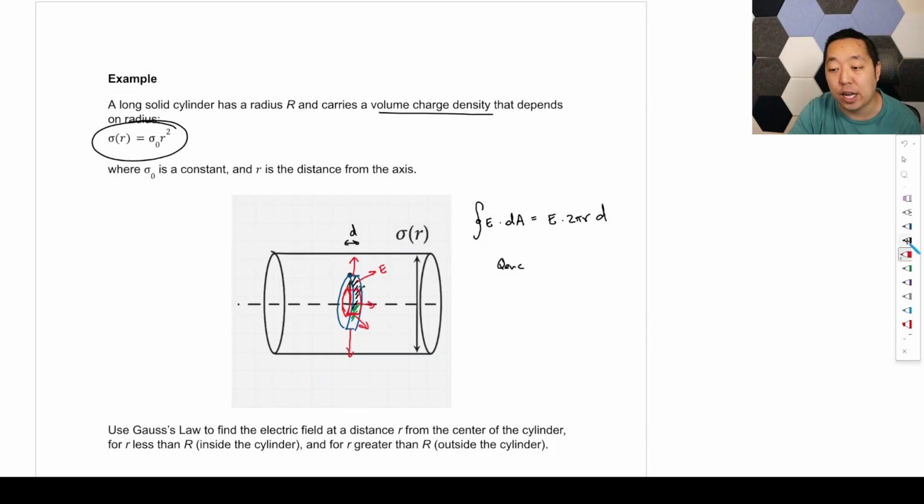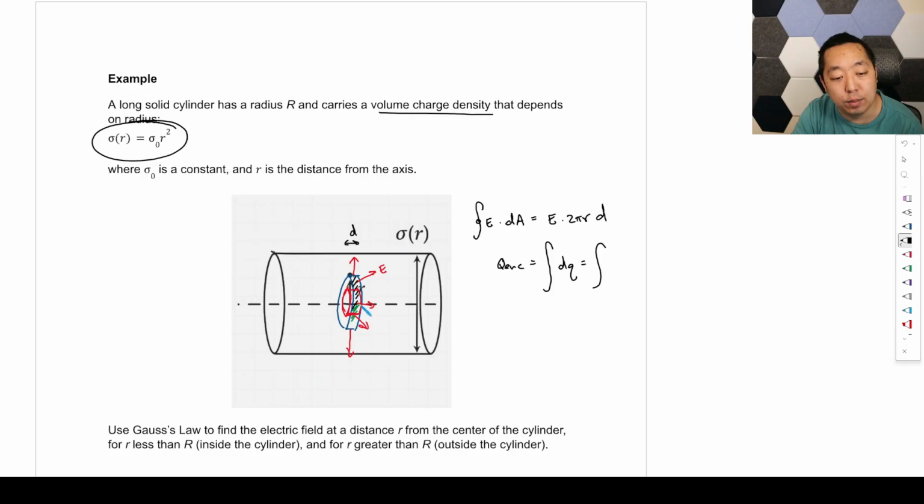It's going to be like a shell, because it needs to be a volume, as being the integral of the dq. And the dq in this case is going to be that little shell of charge. That shell of charge, because go back to the charge enclosed lesson, why we picked the little shell here.